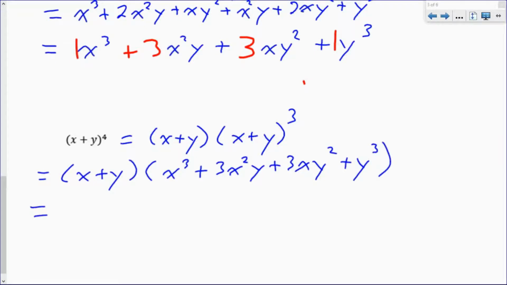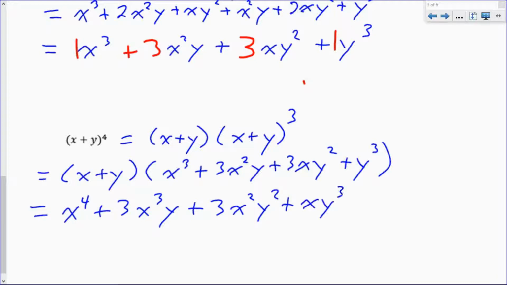Okay, this isn't fun, but don't worry. We're trying to find a pattern here, and we are going to find one soon. So I want to multiply everything in the first set of brackets by everything in the second set of brackets. I start multiplying everything by x. That gives me x to the power of 4 plus 3x cubed y plus 3x squared y squared plus xy cubed. I then multiply everything by y.